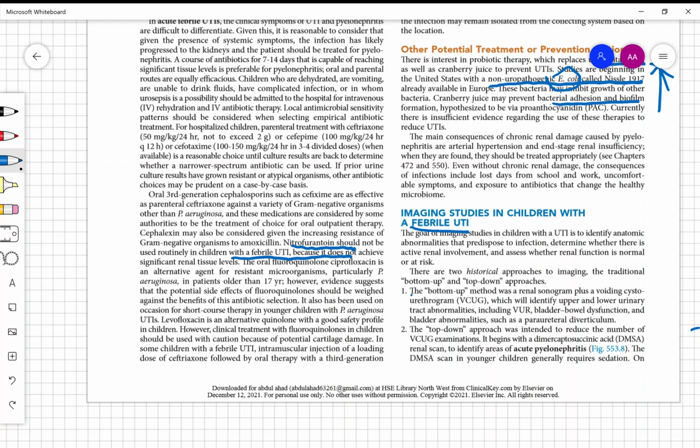Mentioned the two approaches, the bottom-up method and the top-down method. In the bottom-up approach, they start with an ultrasound, and then they do a VCUG. In this way they try to identify both upper and lower urinary tract abnormalities, which include VUR, bladder bowel dysfunction, and bladder abnormalities such as paraurethral diverticulum.